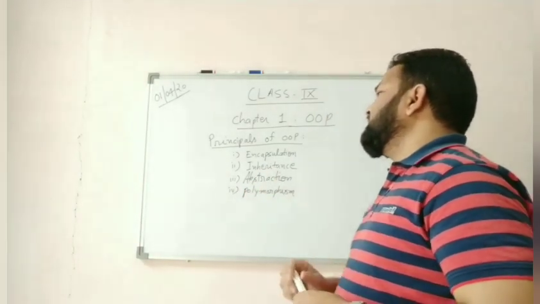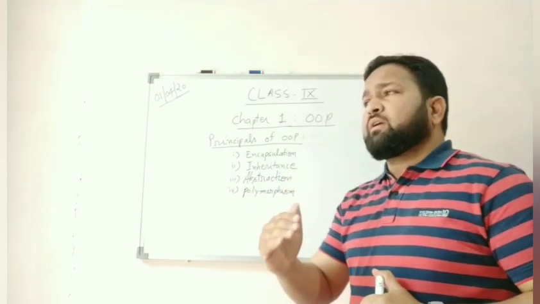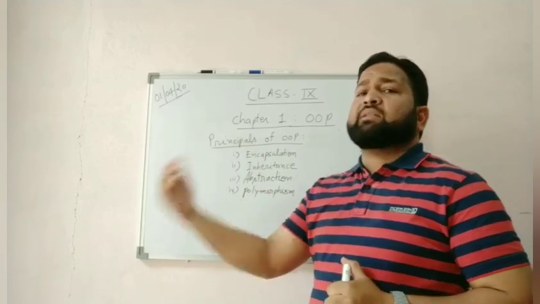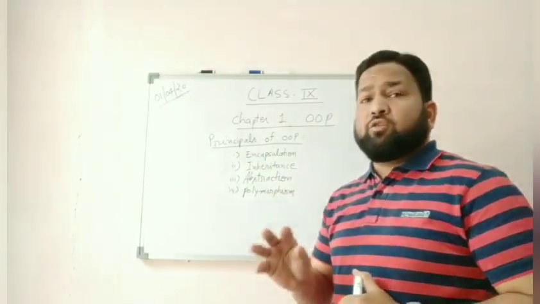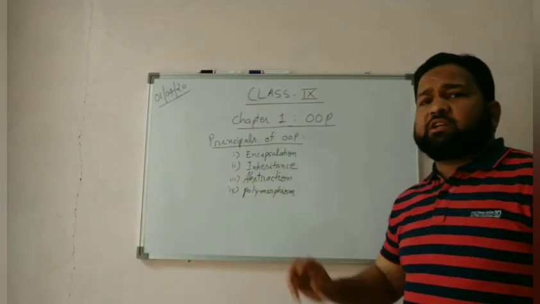The next is inheritance. Inheritance means when we use some of the properties of one class in another class. It is a very useful property. The next principle of object-oriented programming is abstraction.